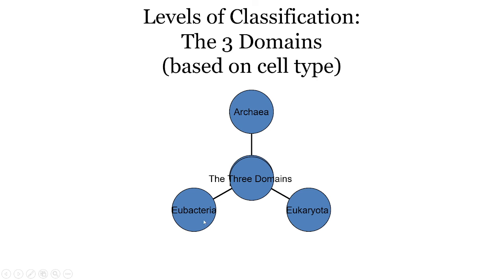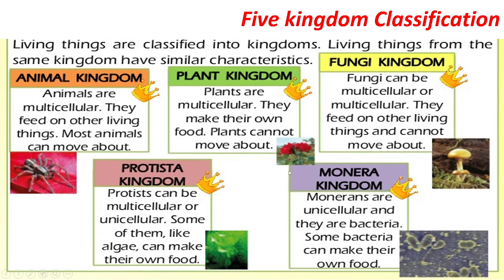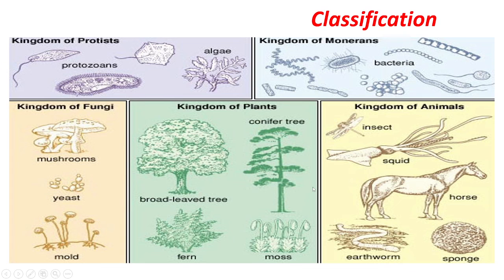The other one is eubacteria, that comprises the true bacteria. And the third one is the eukaryota. Based on the levels of classification, for the eukaryota we have placed all the living things in 5 different kingdoms: Monera, Protista, Plantae, Animalia and Fungi. So these 5 kingdoms are present currently. We have already studied these 5 kingdoms in our 11th and 12th standard or even our school studies, so no need to explain in detail.